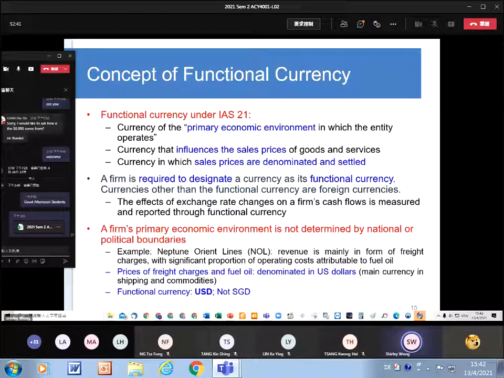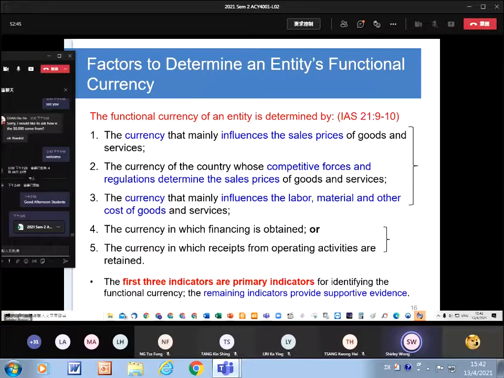Okay, you understand how to determine the functional currency, right? And then under IAS 21, there is paragraph 9 to 10. They ask you to think about these 5 indicators before you make up your mind to choose your functional currency. So how do they tell you to choose it?